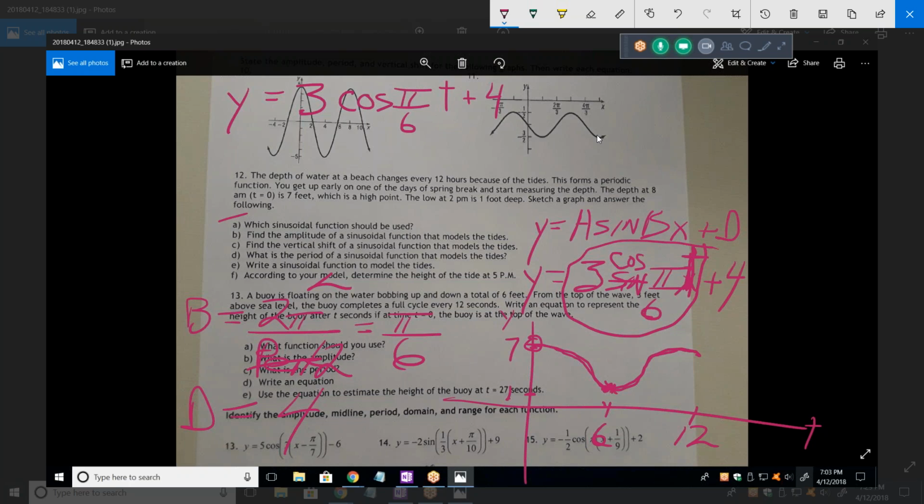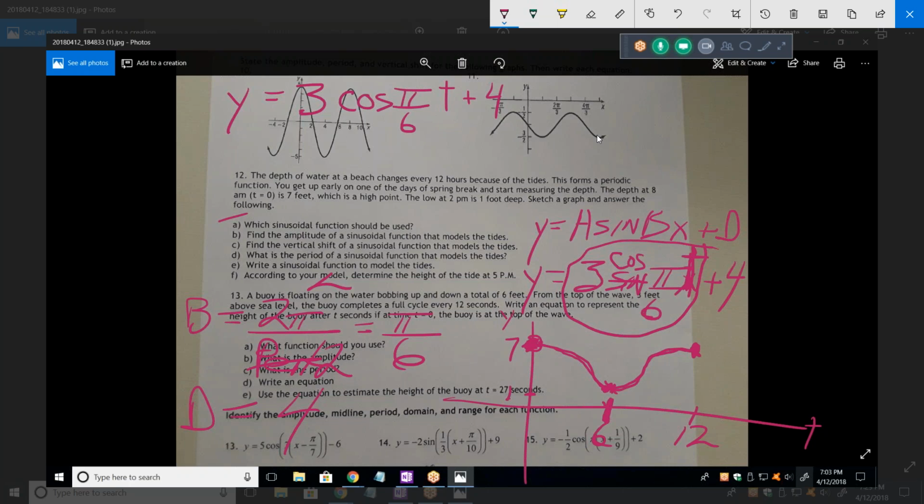Okay, what's the period of the sinusoid function that models the tides? 12. Yeah, it's from the starting point back to the same starting point, and that is 12. Notice that the low point came 6 hours after the high point, but one full period is the high point, low point, back to the high point, and that is 12 hours. So the period is 12 hours, right?